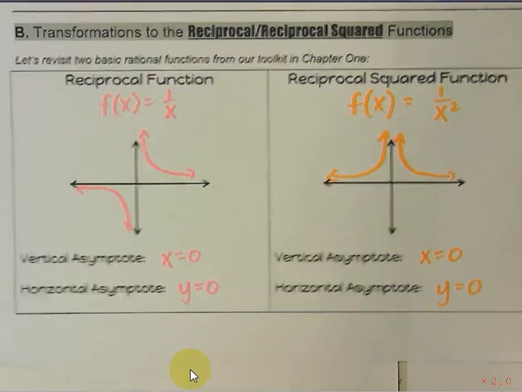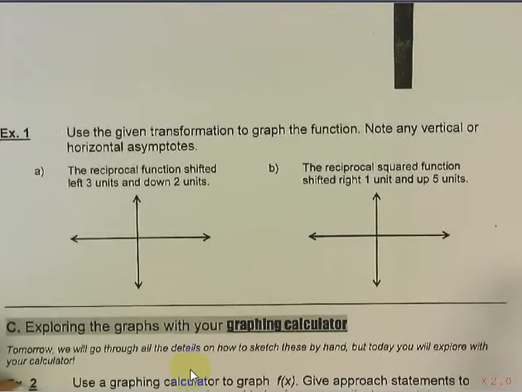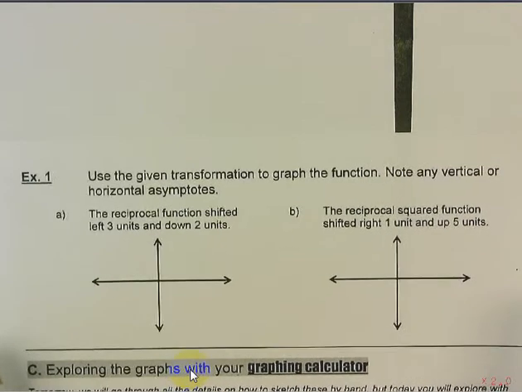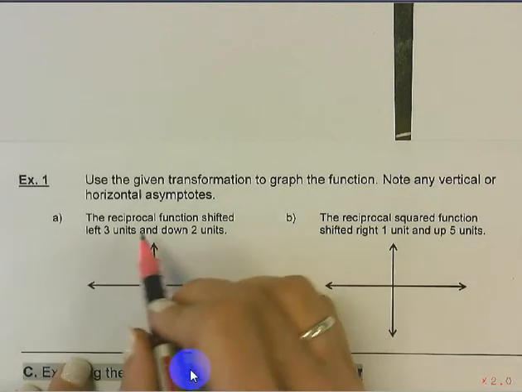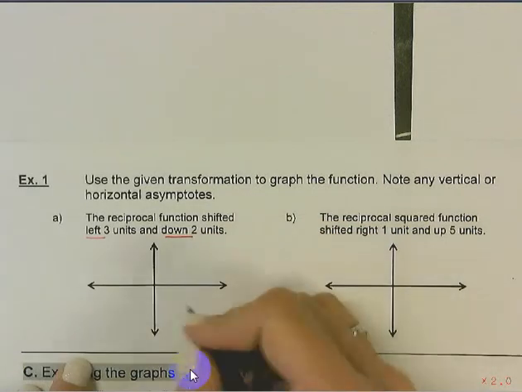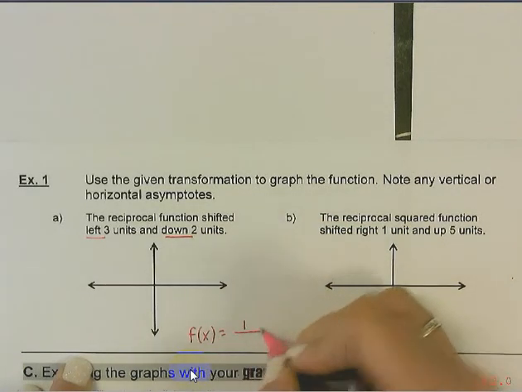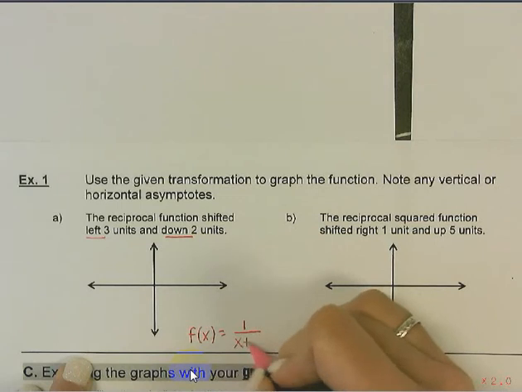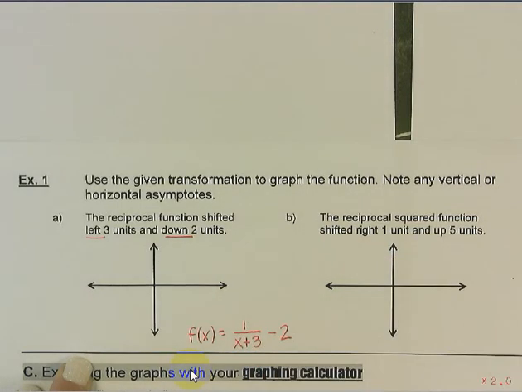Let me show you example 1. Let me move that out of the way. Example 1 here looks like this. It's going to actually give you a transformation, and you're going to be asked to sketch it. What I'm also going to do is write the equation for you as well. So if I'm going to take the reciprocal function and shift it left 3 and down 2, that's going to look like f of x equals, I'm going to take the 1 over x. A left movement is going to be a plus on the inside. And then to move it down 2, we're going to minus 2 afterwards.